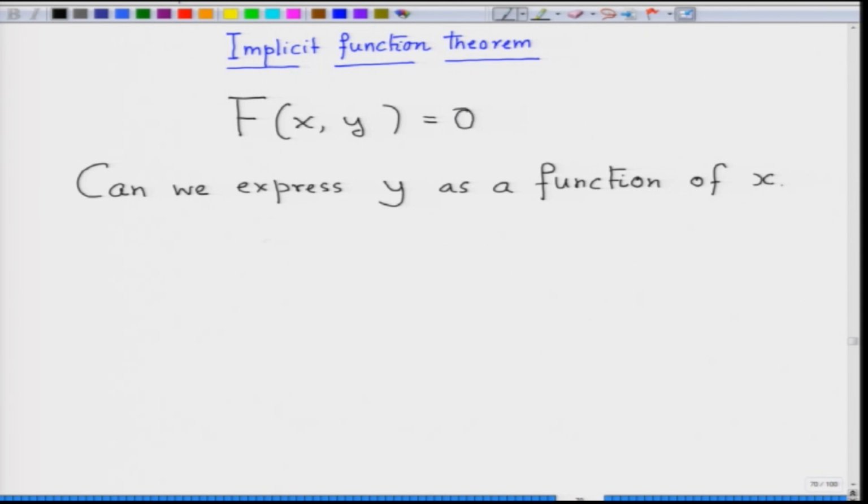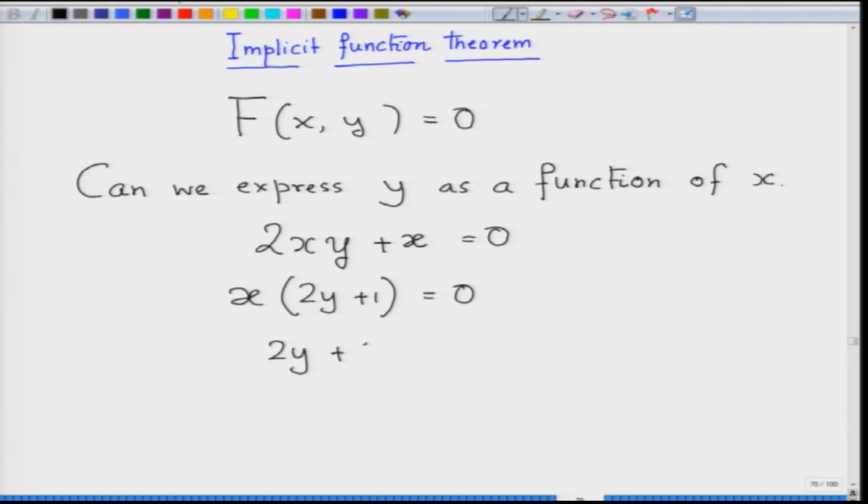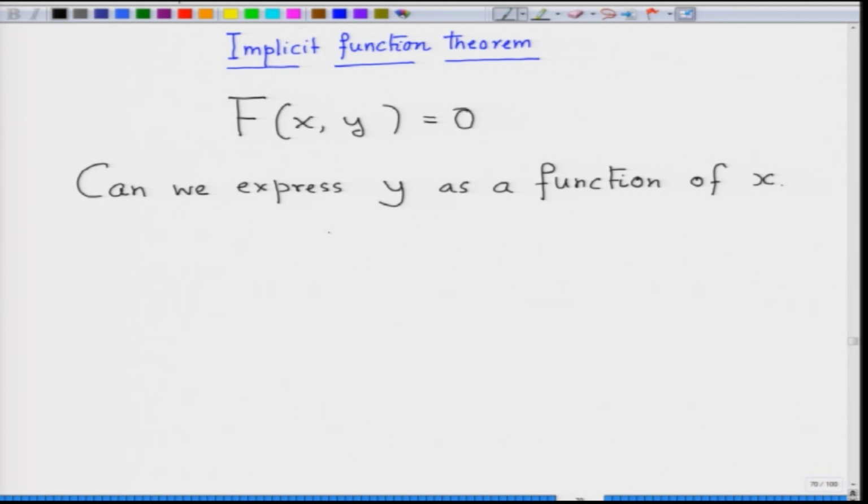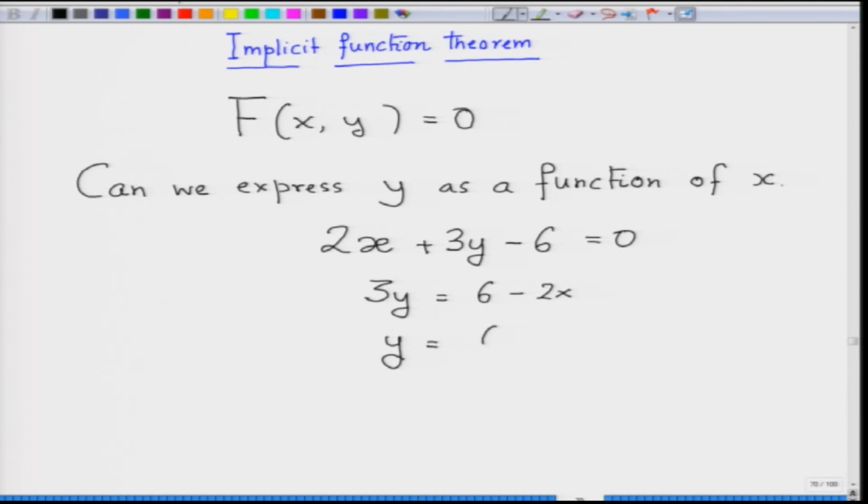For example, if the equation is 2xy plus x is equal to 0, then you have x into (2y plus 1) is equal to 0, or 2y plus 1 is equal to 0, and there is no x. So, we could not represent y as a function of x here. Now, for example, if I write 2x plus 3y minus 6 is equal to 0, then can I represent y as a function of x? In this case it is much simpler, because I can write 3y is equal to 6 minus 2x, or y is equal to (6 minus 2x) by 3. So, y is represented as a function of x.